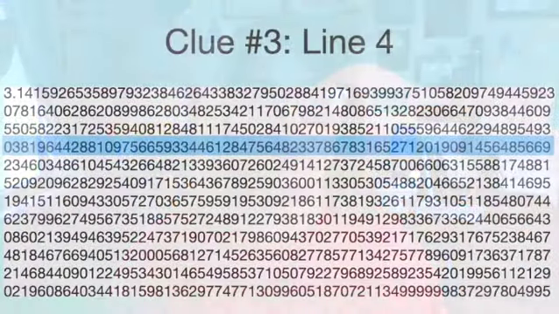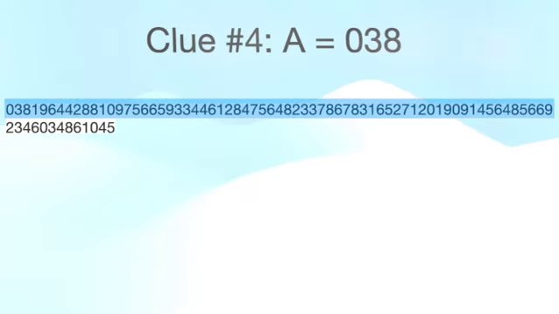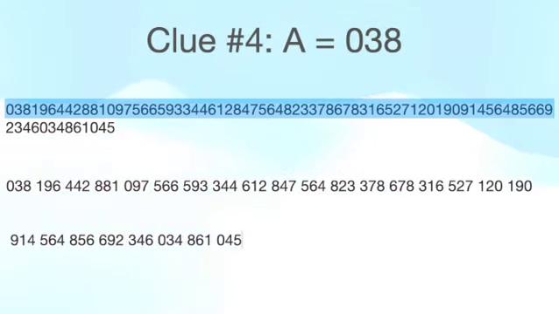If I still didn't have anybody that had solved it by clue number 3, then I gave clue number 4. And clue number 4 tells you what the letter A is. The first 3-digit chunk there, that's A. So anytime you see 038, that's A. Now, I never had to go any further than this. Somebody would crack the code with clue number 4.